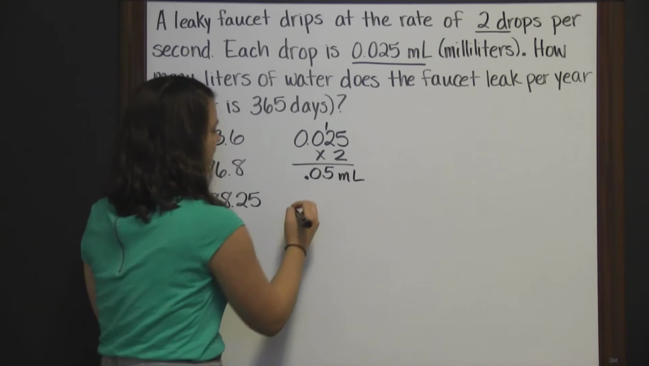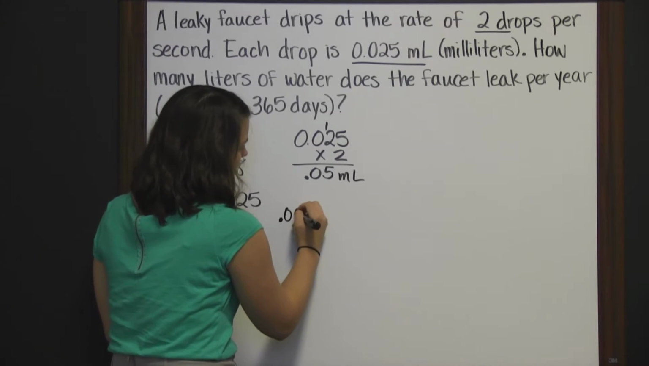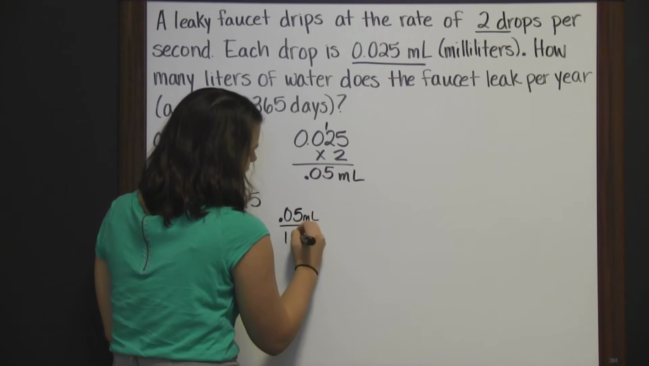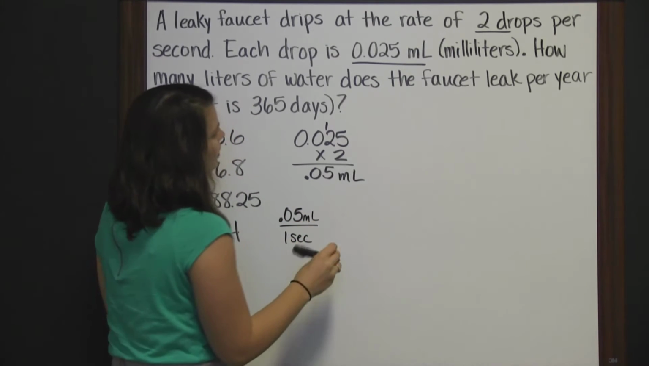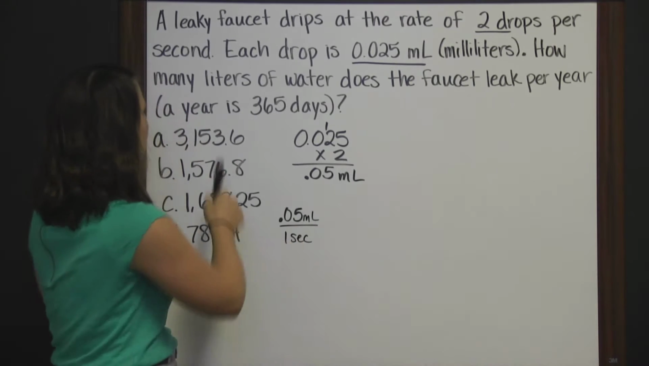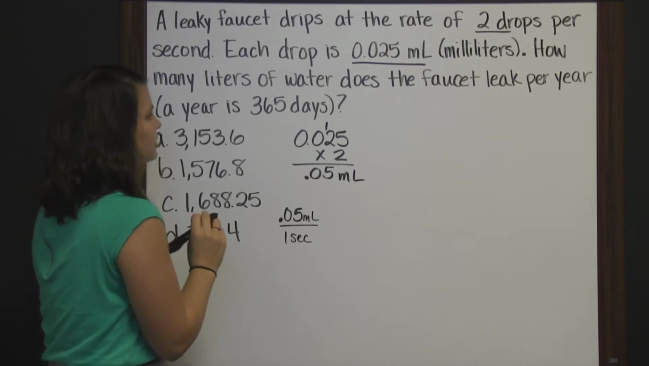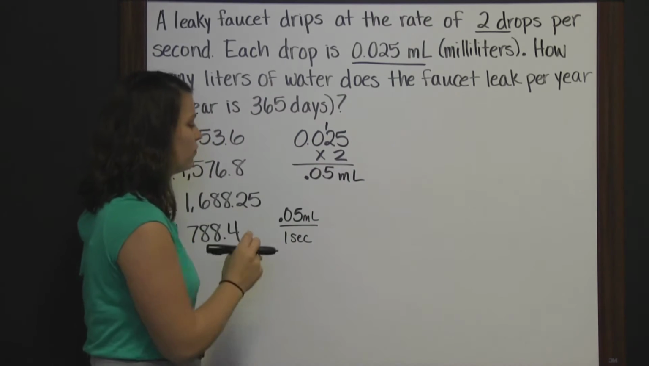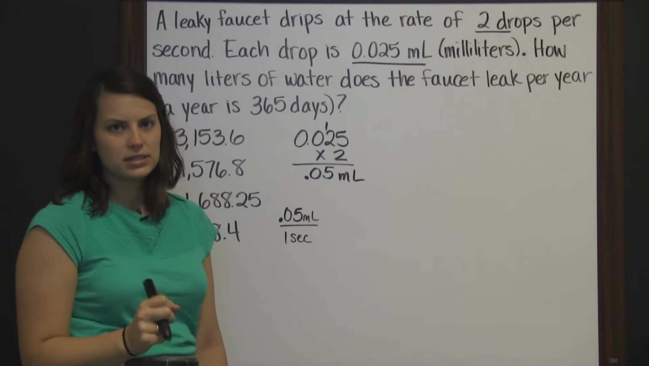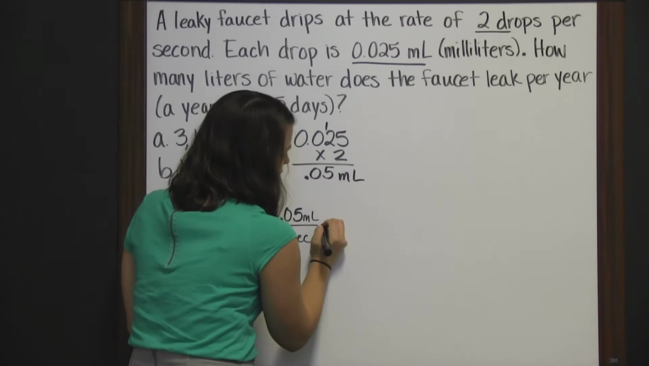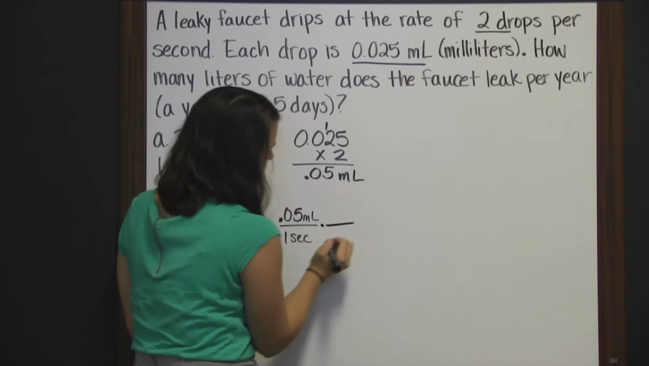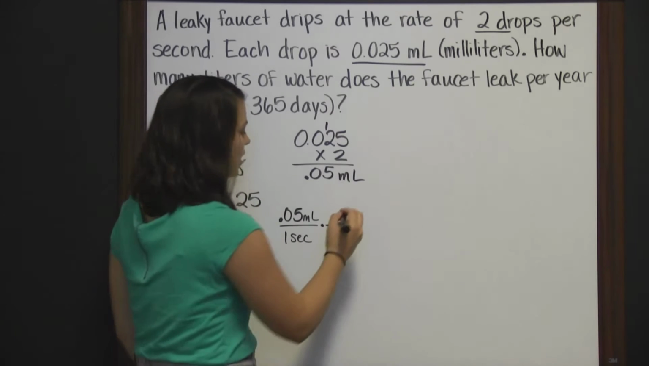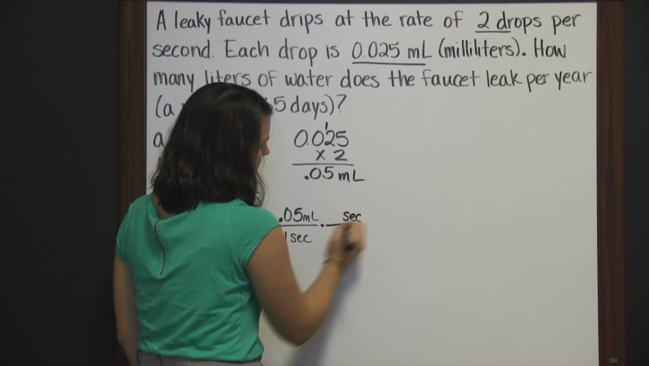So that's 1 second. So 500ths milliliters per 1 second. But they want to know how much in liters, and we're going to convert that in just a minute, leak out per year. So I need to convert from seconds to years. And I'm going to do that by multiplying by conversion factors. So if I have seconds in my denominator, then I need to have seconds in my numerator.